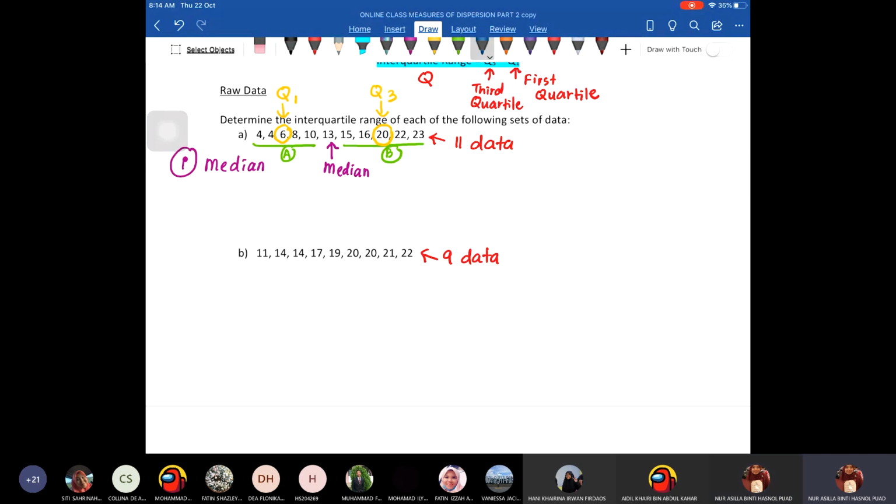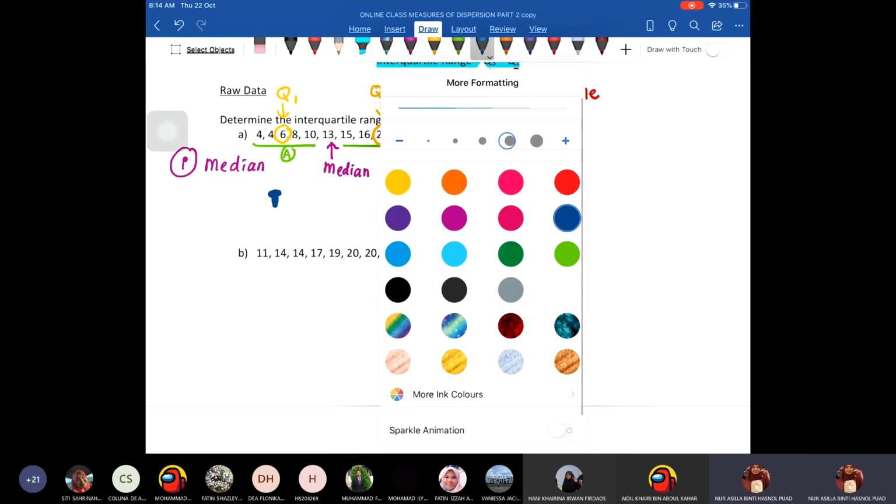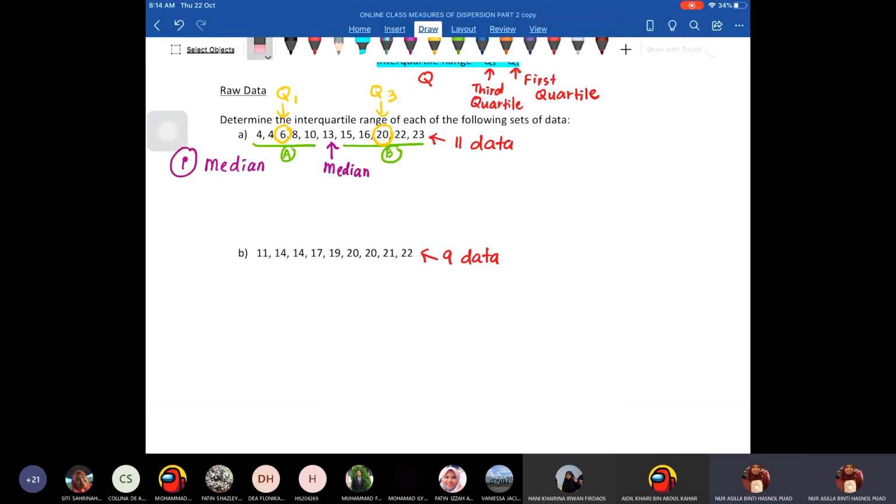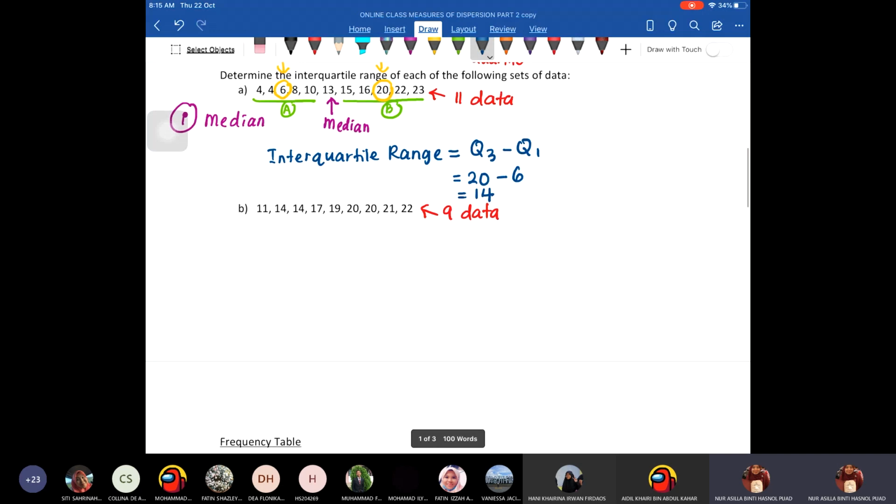And then interquartile range will equal third quartile minus first quartile, which would be 20 minus 6. So this will give me 14. So my interquartile range is 14. Okay, that's how you do it. Alright, so next we go to B.